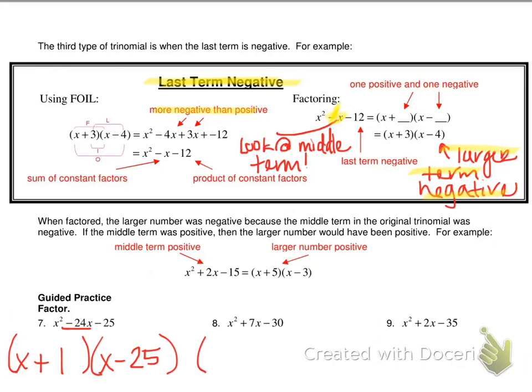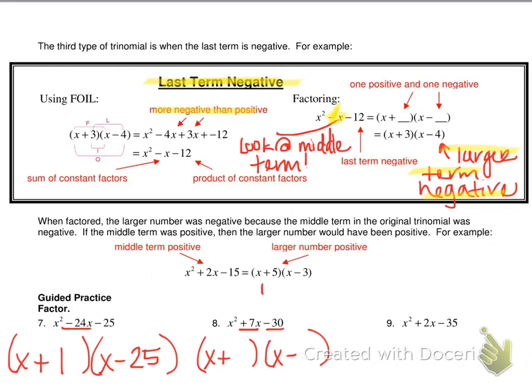All right, problem number 8. x squared plus 7x minus 30. Because my last term's negative, it's going to be x plus something and x minus something. Those are going to be my factors. I do know that. Now I look at my middle term. This is plus 7x, so 7 is positive. So my larger factor will have to be positive.